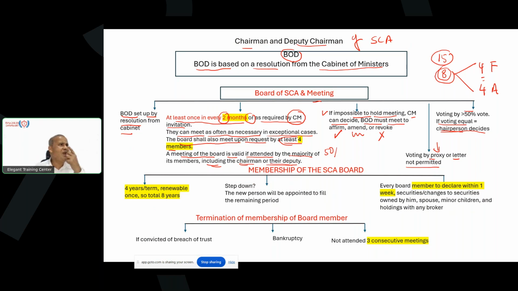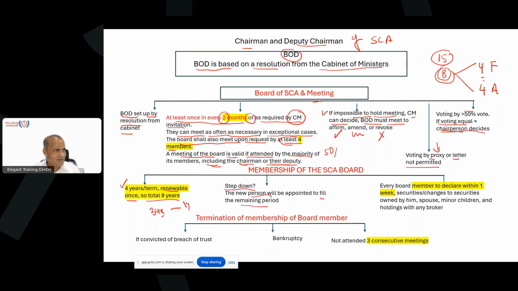Every board member can serve for 4 years. So one term is 4 years, renewable once. So total 8 years. If I am stepping down after 3 years, meaning 1 year is left, then someone can be appointed, but only for that 1 year. Clear? So refilling can be for the remaining period.